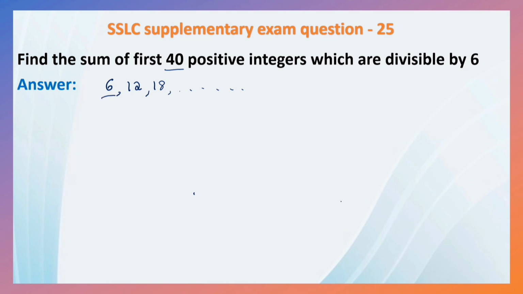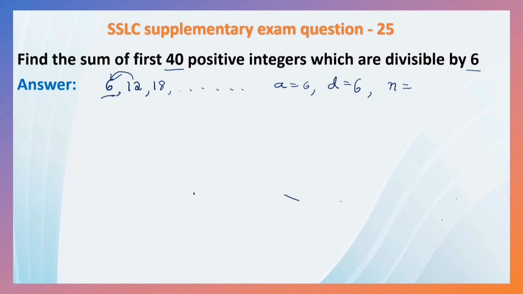Here a is 6. d is 6 because it is divisible by 6. 12 minus 6 is 6. So, it is in AP.